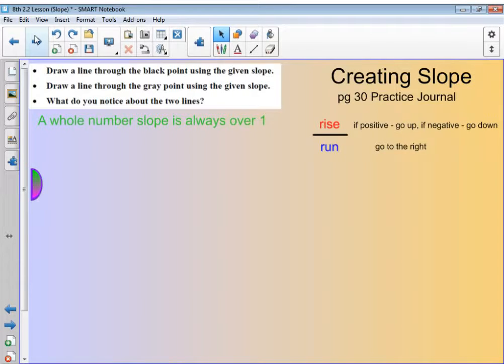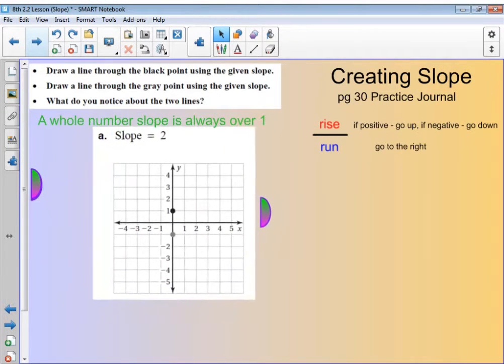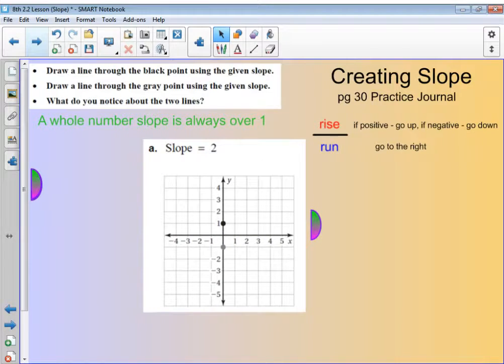The other part we're going to work with today is kind of the reversal, where they're going to give us a slope that they would like us to create, and they're going to ask us to draw the line for that. So you're going to need a straight edge for this, and we're going to work through a slope. So remember that anytime you work with a whole number, the slope, that number is always going to be over 1. So for example, here for A, in your practice journal book, I think it's page 30. So you guys can just work out of page 30 as you're working through this.